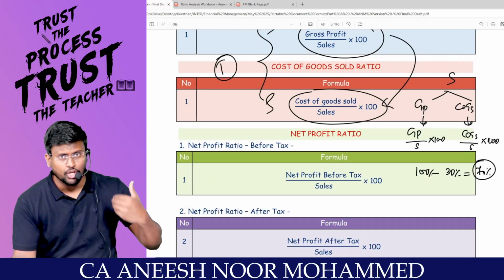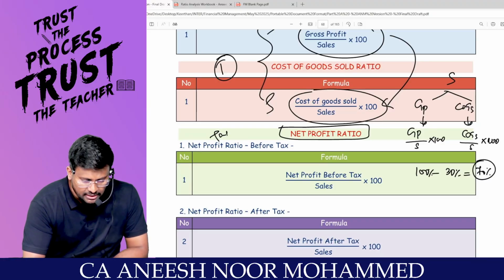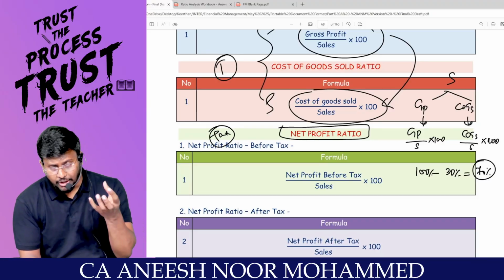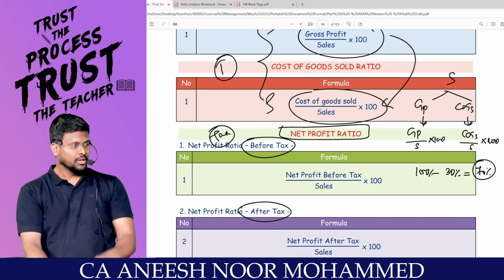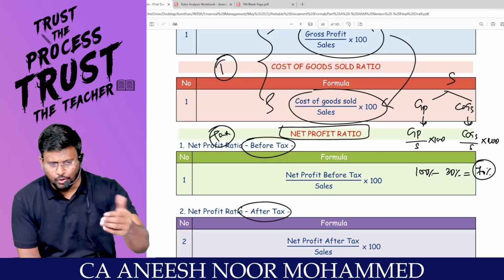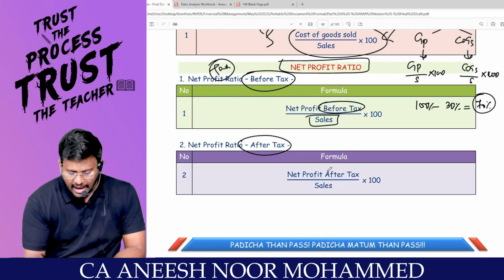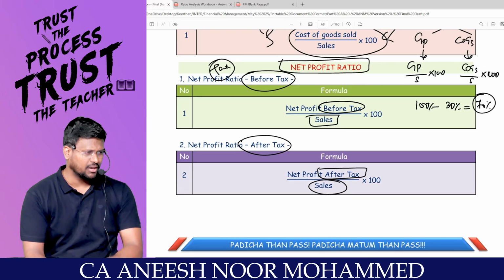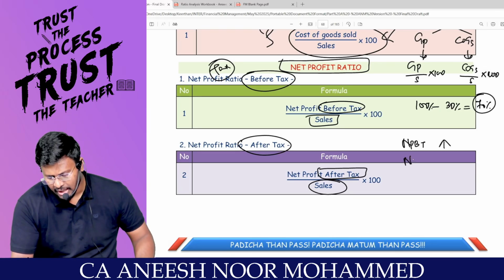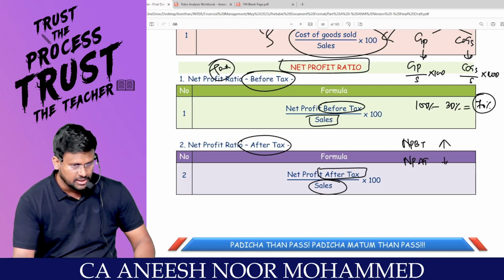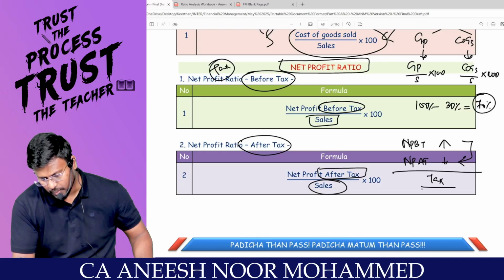Coming to the profitability of the P&L account, we are having net profit. In the P&L account, we will consider the tax. Are you really with me? So the net profit will be considered before tax and also after tax. Sir, it's like before food and after food sugar checking, my dear lovable students. So net profit before tax divided by sales into 100 and net profit after tax divided by sales into 100. Generally, net profit before tax will always be higher than the net profit after tax, right, sir? The difference between net profit before tax and net profit after tax will be tax.